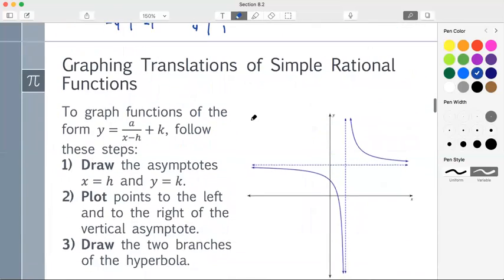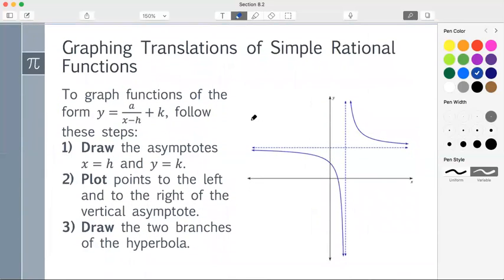Now, what we can do is translate the basic function by adding in an h and a k. So again, remember the h and k does something very cool. The h is going to move my vertical asymptote left to right, and the k is going to move my horizontal asymptote up or down. So that's my h, and that's my k. So your asymptotes become x equals h and y equals k. That is step 1, draw your asymptotes. Step 2, plot points, and then step 3, draw your branches towards those asymptotes.